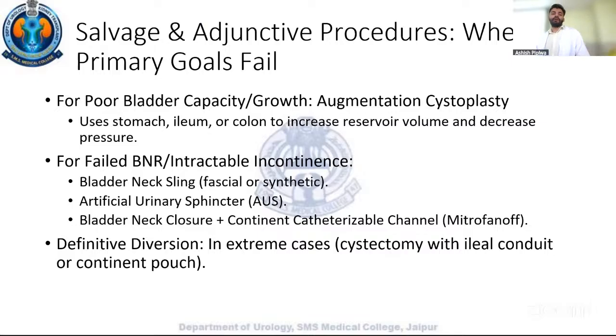For salvage and ejecting procedures, when the primary goals fail due to poor bladder capacity and growth, we can do augmentation cystoplasty, in which we can use the stomach, ileum, or colon. And for failed BNR with intractable incontinence, we can use a bladder neck sling or artificial urethral sphincter, and we can also do bladder neck closure with a continent catheterizable channel, that is the Mitrofanoff procedure. Definitive diversion is done in extreme cases, in this cystectomy with ileal conduit or continent pouch.